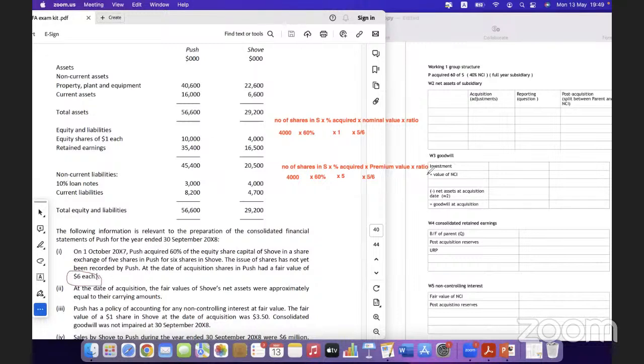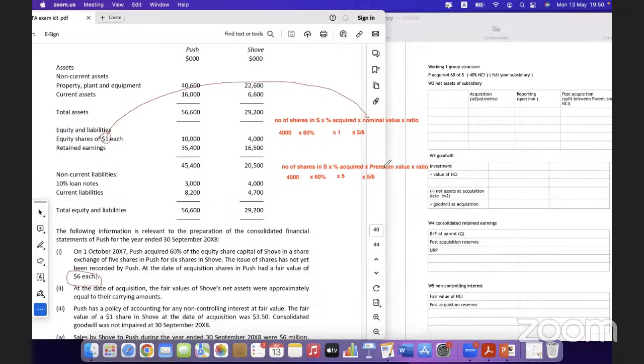There is another way to do it, guys, like this, breaking it into nominal value and premium value. Now, if you want to understand how we got nominal value 1 and premium value 5, here, can you see the equity share is $1. This $1 is the nominal value. What is nominal value? Nominal value is the minimum value of a share. Normally the minimum value of a share, they will state in the question, this is how we got the $1, which is the nominal value.